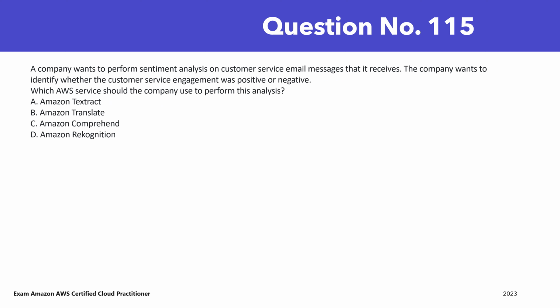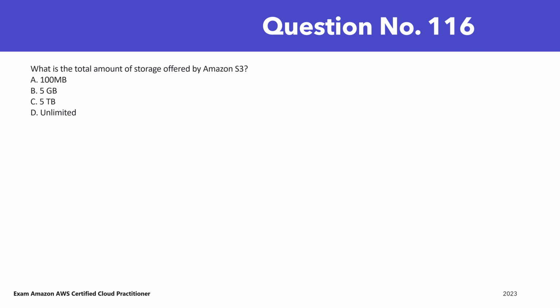A company wants to perform sentiment analysis on customer service email messages that it receives. The company wants to identify whether the customer service engagement was positive or negative. Which AWS service should the company use to perform this analysis? A. Amazon Textract. B. Amazon Translate. C. Amazon Comprehend. D. Amazon Rekognition. Correct answer, C.